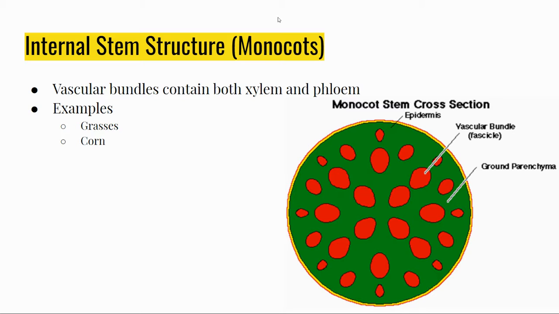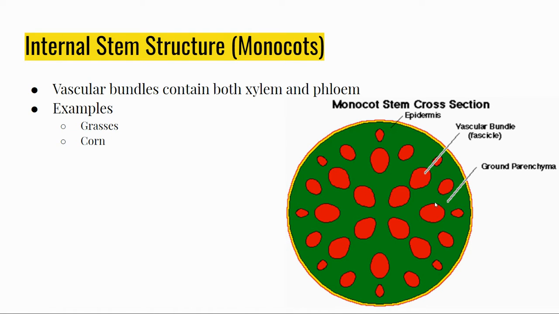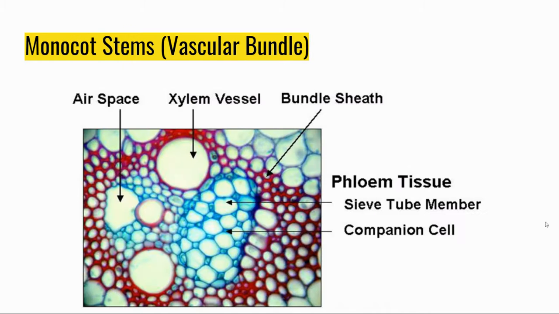So for internal stem structure in monocots, you're going to find vascular bundles that are going to contain both xylem and phloem. Some examples of monocots are grasses and corn, and these red bundles are going to be your xylem and your phloem in these bundles throughout a monocot stem. You can see here what it looks like really zoomed in on a vascular bundle, the xylem vessels and the phloem tissue.